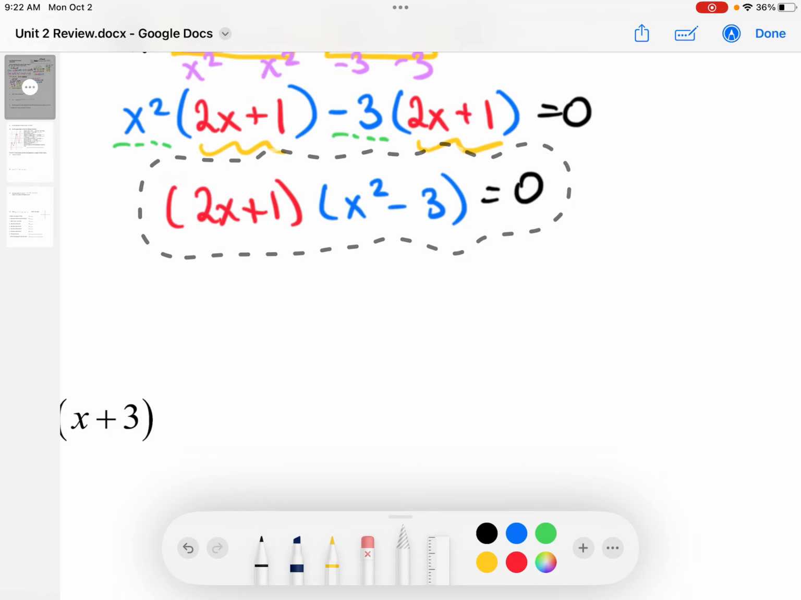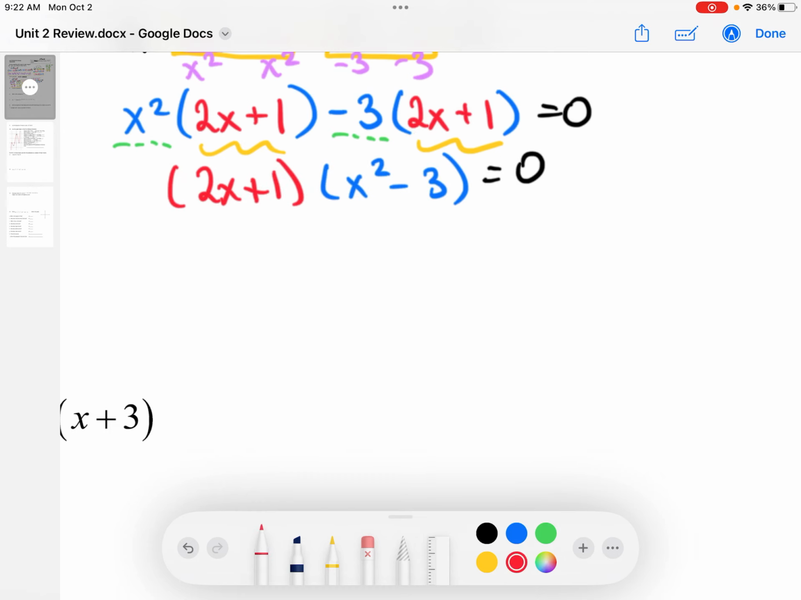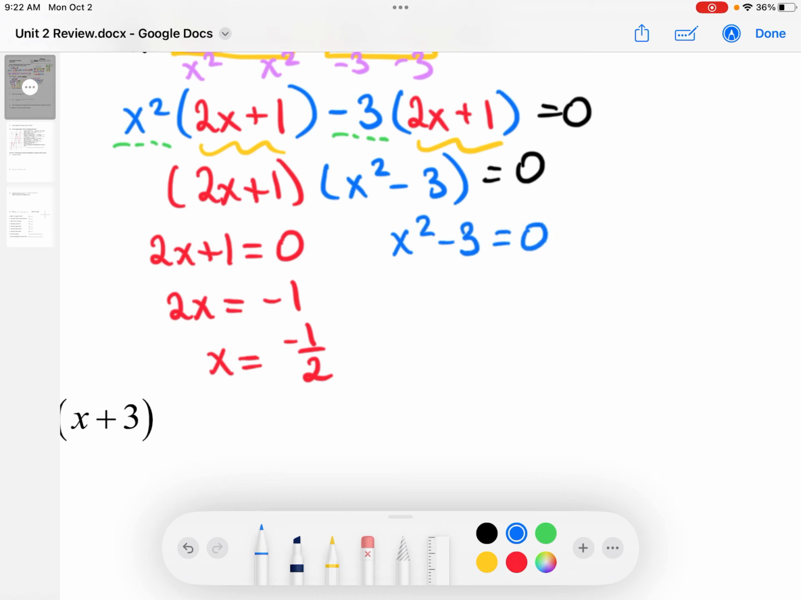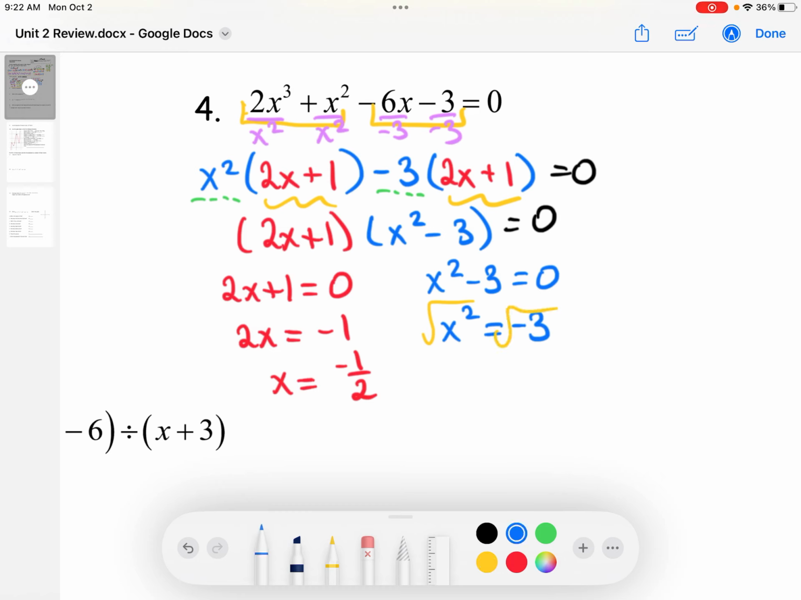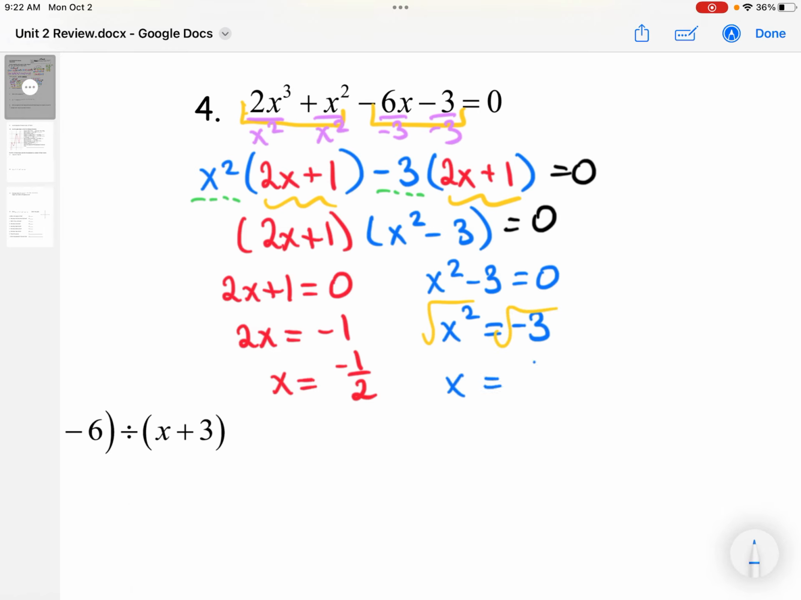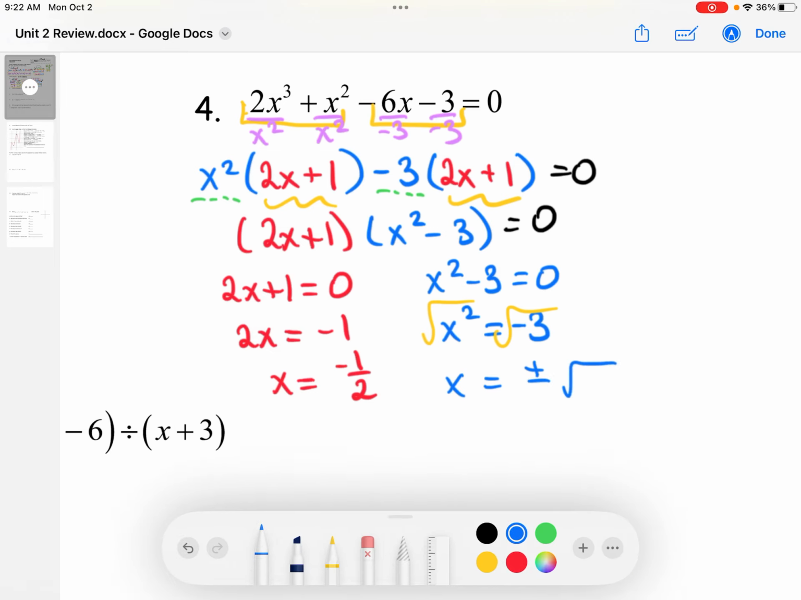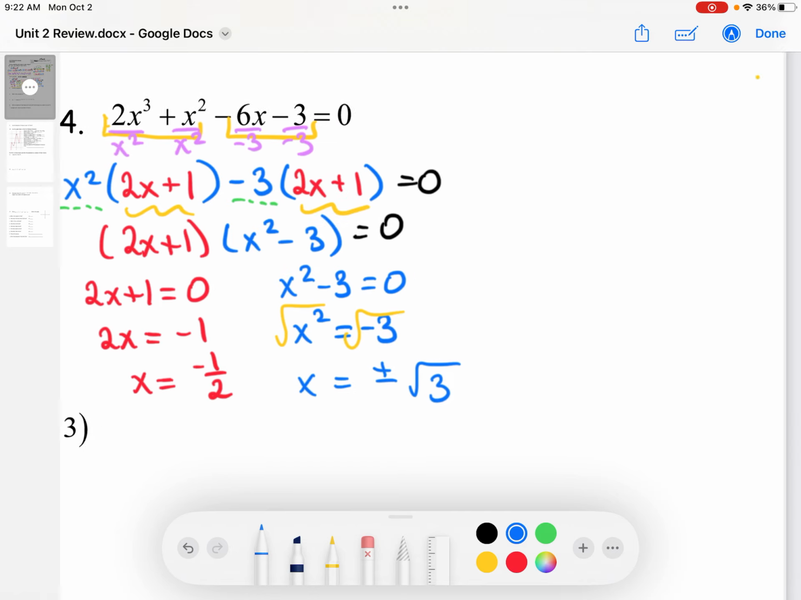So, in order to solve this, we take each factor, set it equal to 0. So 2x plus 1 equals 0. So 2x equals negative 1. So x equals negative 1/2. Then on the other factor, x squared minus 3 is equal to 0. So x squared equals 3. Taking the square root of both sides, x equals plus or minus the square root of 3.